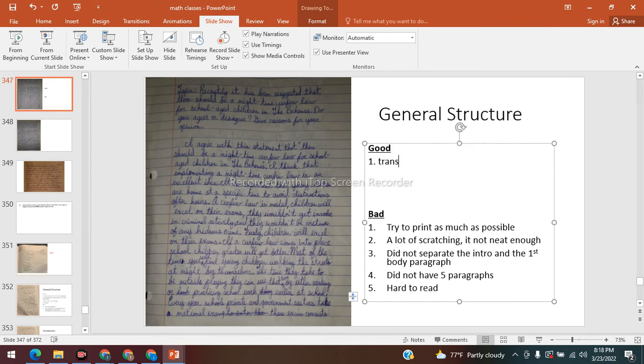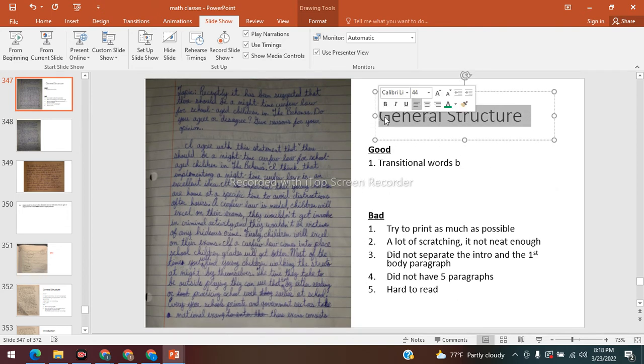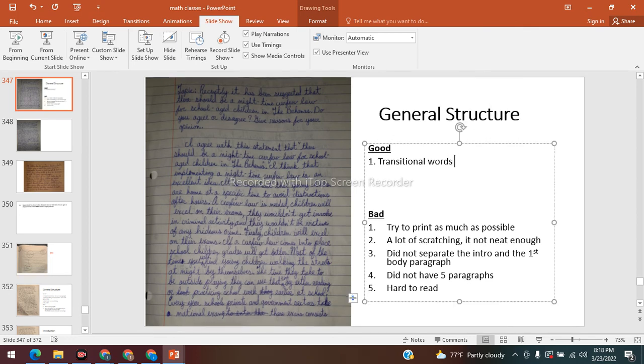I see transitional words being used. She stated a point. We do not know the gender of this individual, okay? Can you read it one more time? No, we just need general structure. They indented? Yeah, they indented. Transitional words used at the beginning of each paragraph.